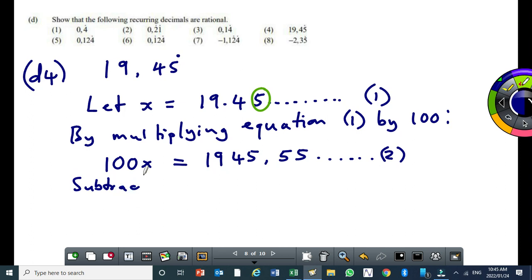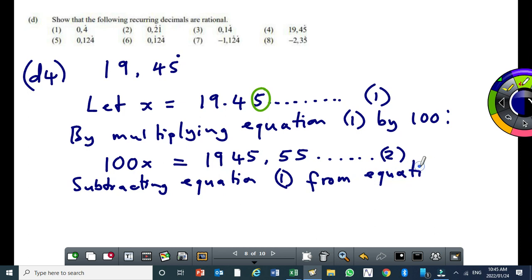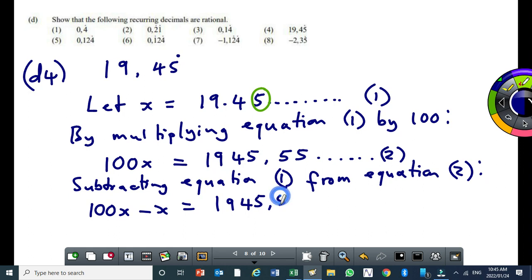Then, subtracting equation 1 from equation 2. If we subtract equation 1 from equation 2, we will get 100x minus x is equal to 1945, minus 19.45. Okay, now let's do the subtraction. So on the left you get 99x, on the right you get what?